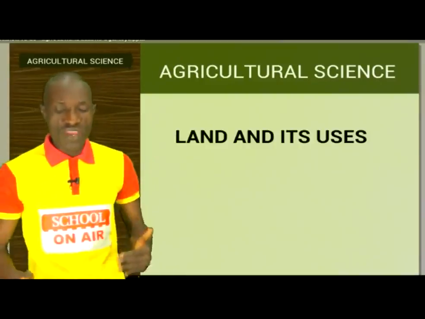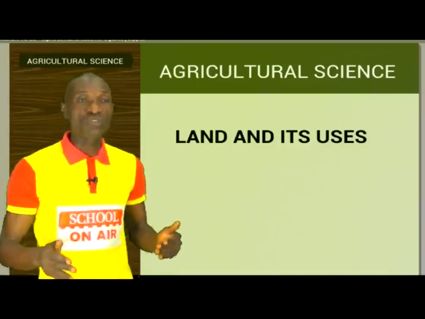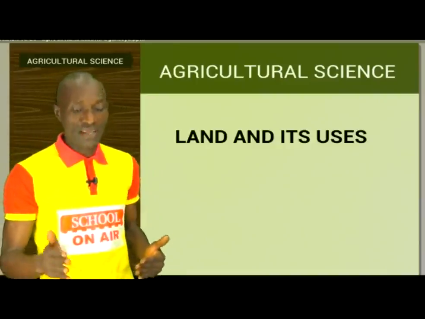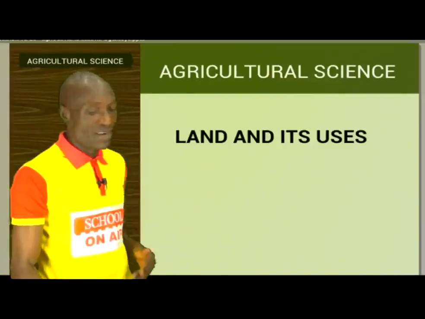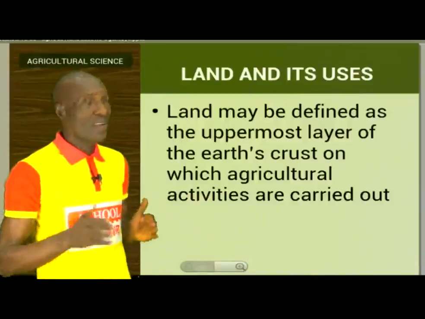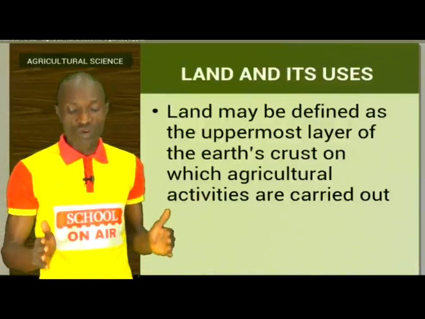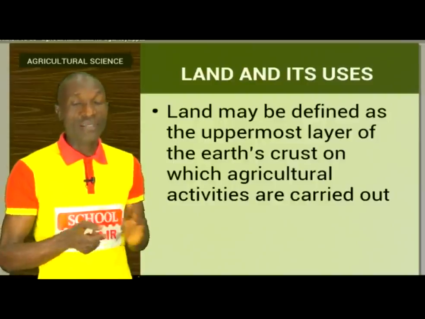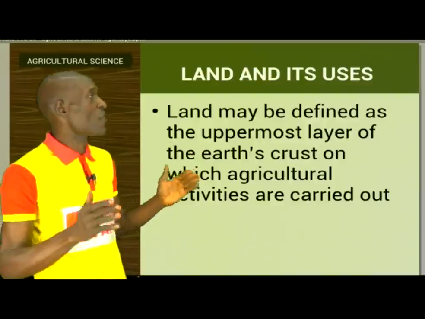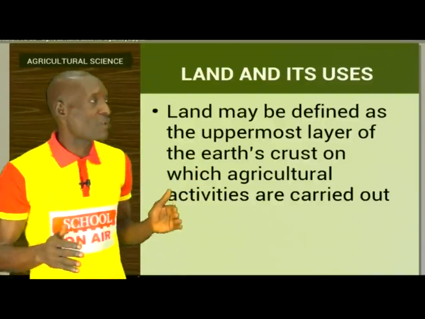But today, we are moving ahead to discuss another topic which is very interesting. And this topic is land and its uses. What do we mean by land? Land may be defined as the uppermost layer of the earth crust on which agricultural activities are carried out.